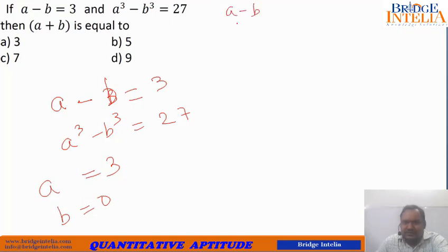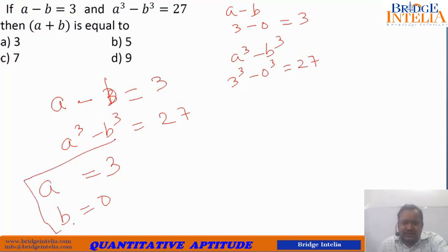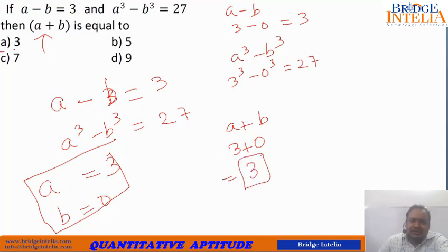So if you assume a equal to 3 and b equal to 0, what is a minus b? 3 minus 0. It is 3 indeed. What is a cube minus b cube? It is 3 cube minus 0 cube. It is 27 indeed. So this choice of dummy values fits the description. Now you simply substitute in what you have been asked to find. So you have been asked to find a plus b. So that can be written as 3 plus 0, which is equal to 3. So this is the correct answer. Let's move forward.